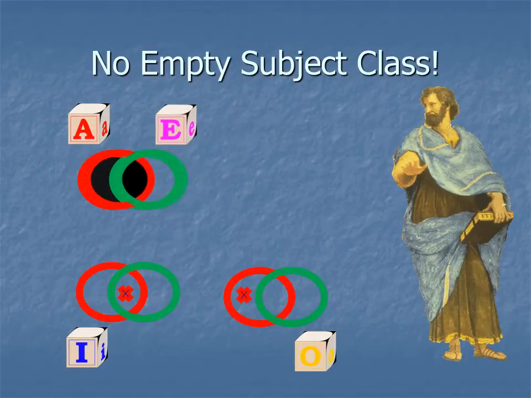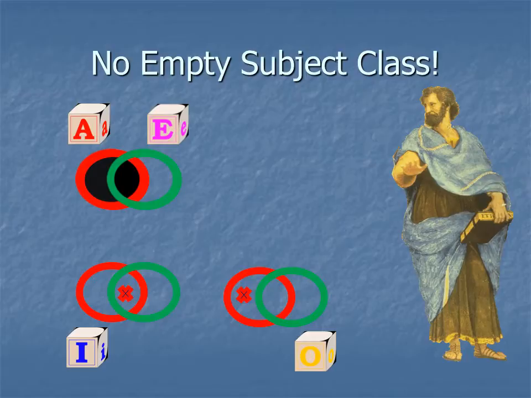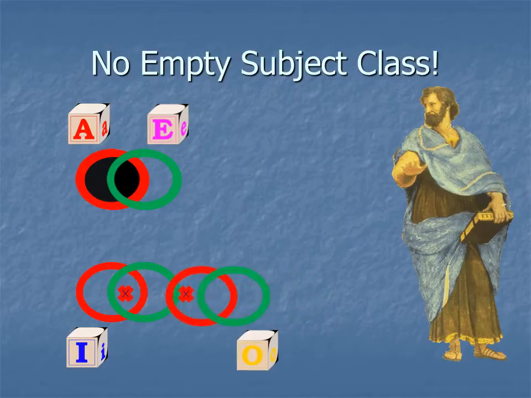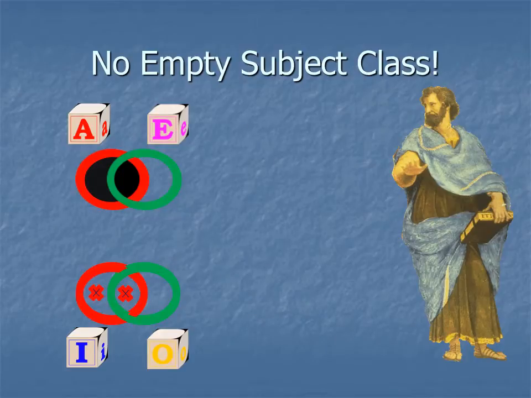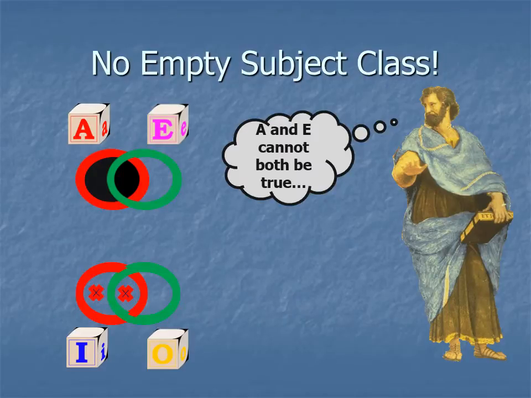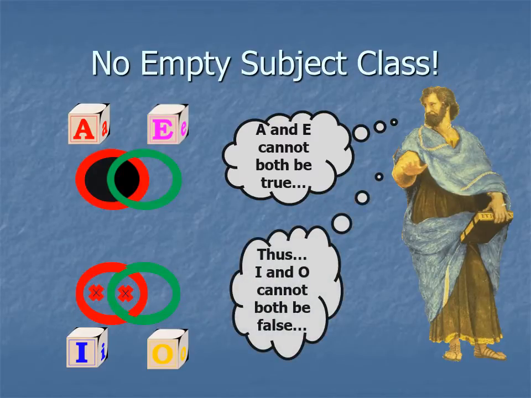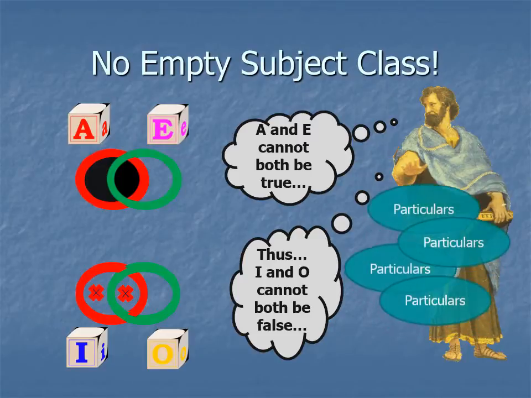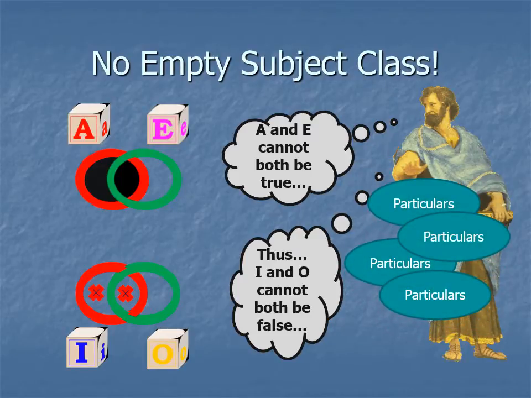But watch what happens if that occurs. Automatically, that gave you an empty subject class. And similarly, if the I and the O sentences were both allowed to be false, well, because the I and the O are contradictory to A and E, then that means if they're both false, the A and the E would have to be true once more, and that gets us back into the same problem. So A and E cannot both be true, and thus I and O cannot both be false. Aristotle once again wants to keep us from talking about empty subject classes, as if those subject classes just hung in the air like Plato's forms or something to that effect.